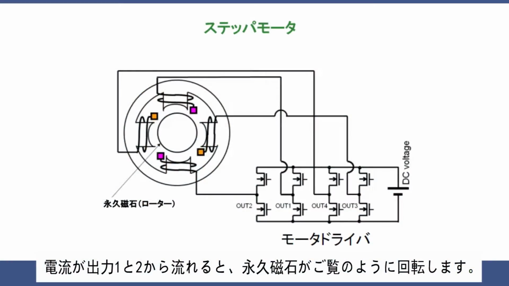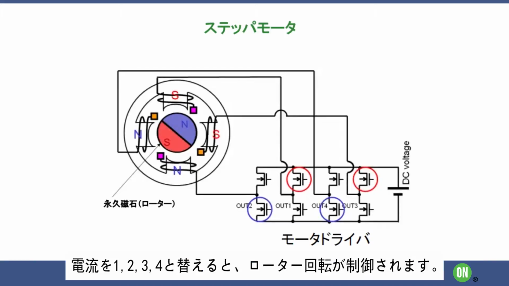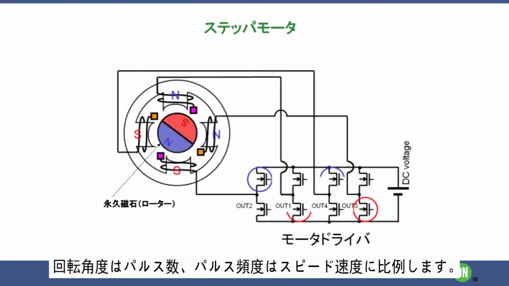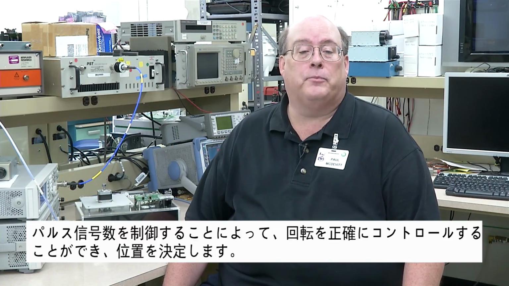When current is flowing through OUT1 and OUT2, the rotor of a permanent magnet is held as shown. Switching the current through OUT1, 2, 3, and 4, the rotor rotation can be controlled. Its rotation angle is in proportion to the number of pulses and its speed to the frequency of the pulses. You can control the rotation precisely by controlling the number of pulses, making this suitable for positioning.